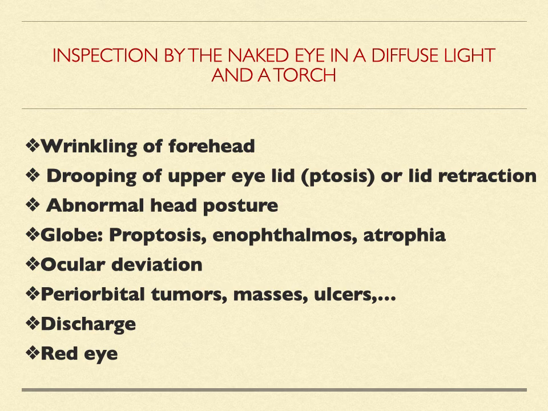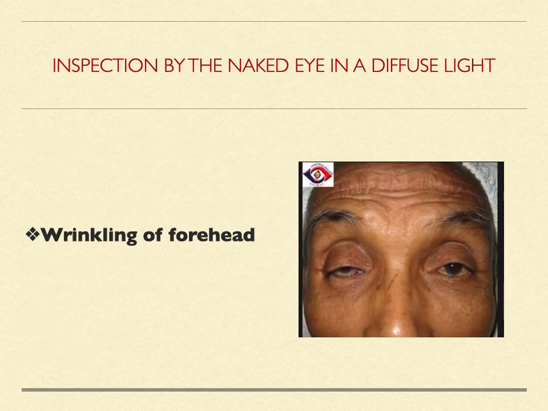Then we look at the globe. Is it in normal position? Is it protruded? Is it retracted? Is it small? Is it larger than normal? And then we look at the ocular deviation. Then we look at the periorbital masses, tumors, ulcers on the skin surrounding the eye. And then we look at the eye if there's any discharge coming from it, or we look at the color of the eye. We all know that the sclera is white, so there's no coloration. If there is any red color, like on the sclera or on the cornea, we will explain that. Let's go through the journey of external appearance.